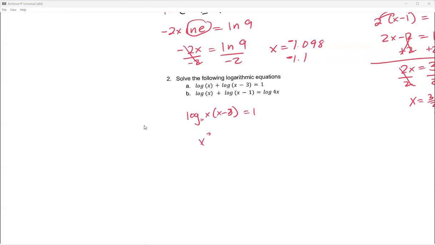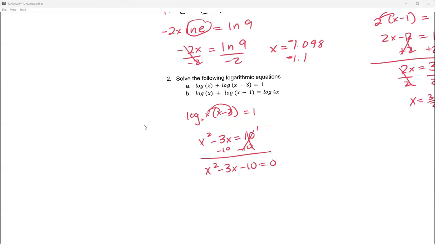So it'll be x squared. I distribute this. So x squared minus 3x is equal to 10 to the first power, right? Subtract the 10. So x squared minus 3x minus 10 is equal to 0. So remember, once you get the x squared, you're solving quadratics, what we did at the beginning of the school year last semester.